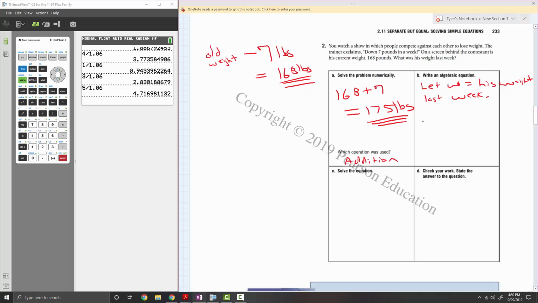So an equation is W minus 7 equals 168. So kind of just using what we were thinking about over here, we can turn it into an equation.